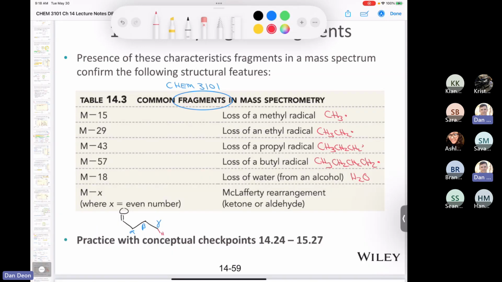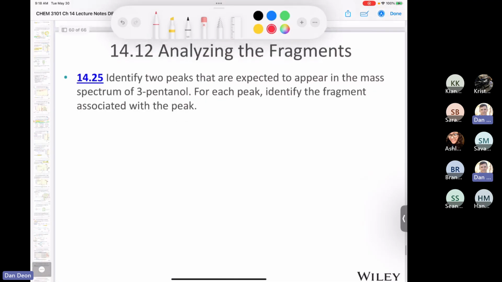Let's take a look at a problem before we look at the last section here. This is question 14.25 from our textbook. It says identify two peaks that are expected to appear in the mass spec of 3-pentanol. Identify the fragments associated with each peak. Okay, so look, I am not going to ask you to identify the fragments on a quiz, okay? I won't ask you to identify what the pieces are. And I'm also not going to expect you to be able to name 3-pentanol or draw the structure because we haven't covered alcohol nomenclature. I would give you the structure.